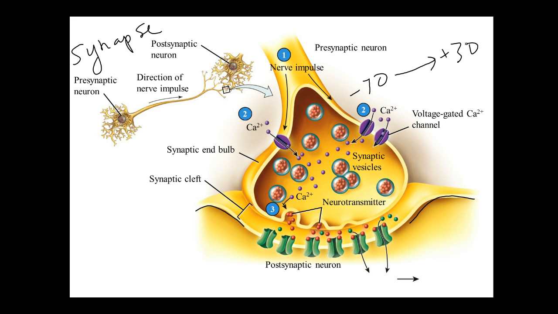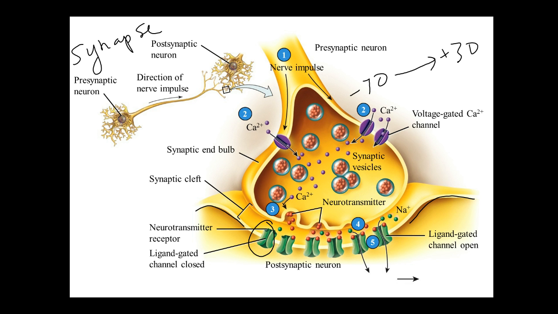Now, on the postsynaptic neuron, we're going to have our ligand gates. Ligand gates are gates that open to chemicals. When you look at this gate right here, this gate is closed. There are no chemicals on it. When the neurotransmitters bind to the gate, you'll notice that the ligand gate opens.